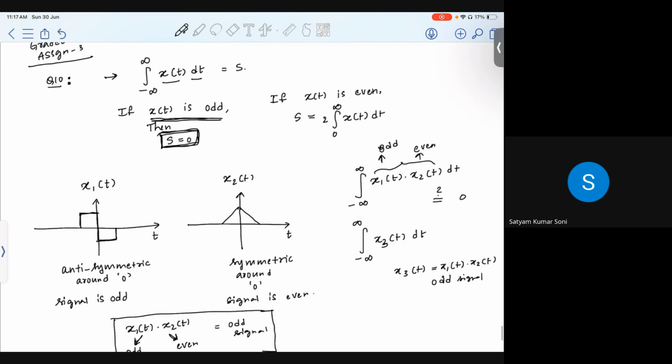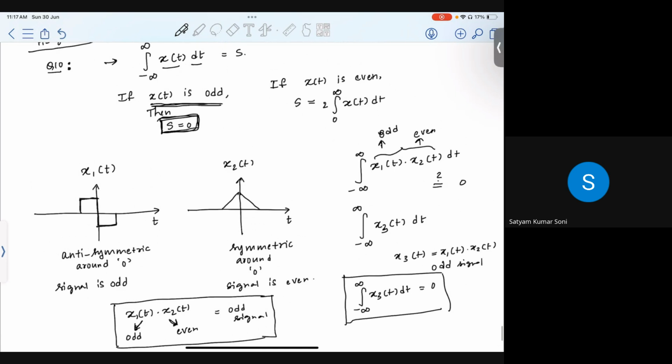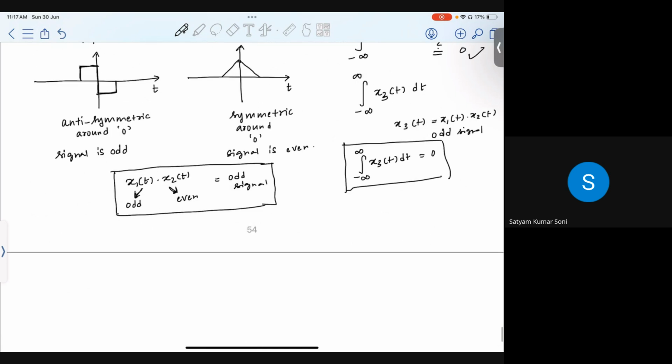And we have also seen another important property: when you have an odd signal and you integrate it across the entire time axis, the integration will give you 0. So this is equal to 0. Hence the given two signals x1 of t and x2 of t are orthogonal.